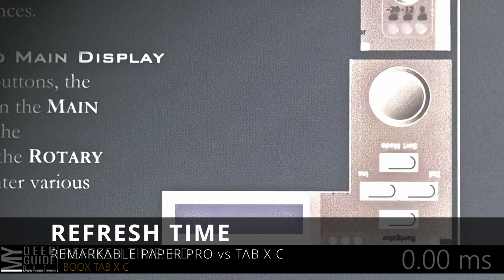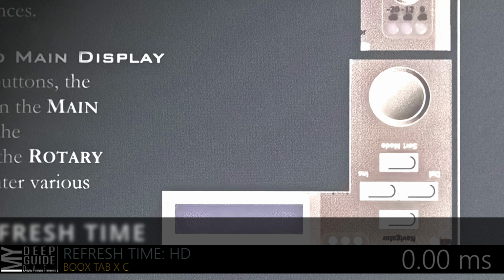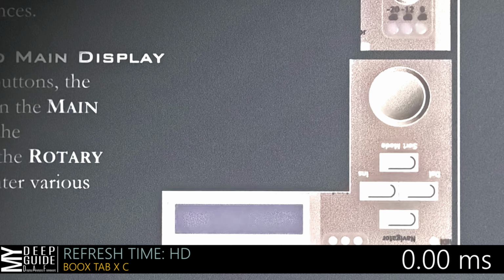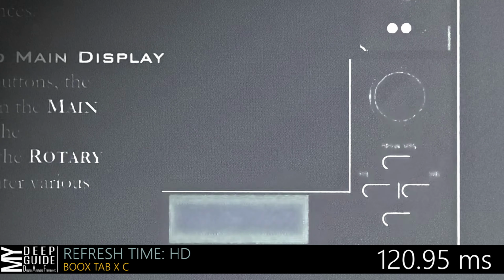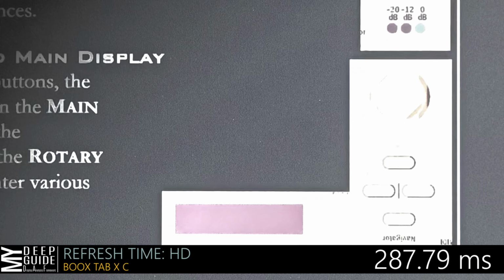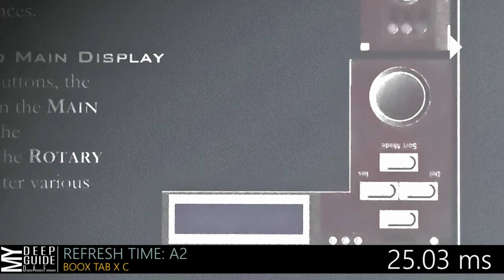Refresh time category is next, and here I record footage at 480 frames per second, and I flip a page that has content to a blank page. Then I invert the footage, pop the contrast so that I can precisely find the exact frame when the display has settled to a changed state. And on the Tab X C in the HD mode, while it will produce a really nice and clean result, you're going to have to wait for that for quite a little while at 473.39 milliseconds. This refresh speed is considerably improved with 100.10 milliseconds in A2 mode.